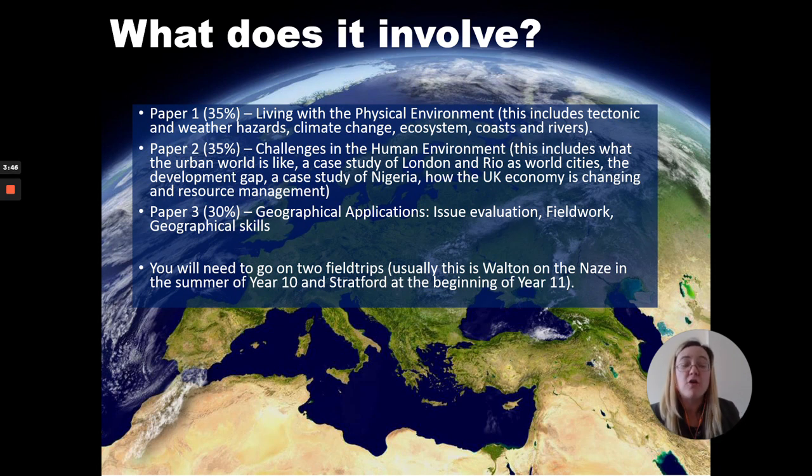We do quite a lot of detail on energy, which has links with stuff that you've done in science. The final part of the course is called geographical applications. That involves something that we call issue evaluation. So in March of year 11, you'll be given what we call a pre-release booklet. This could be on any part of the GCSE course, and you'll be given some information about it. We'll have a look at it in lessons. You'll do some of your own research around it, and then you'll be asked some questions on it in the exam.